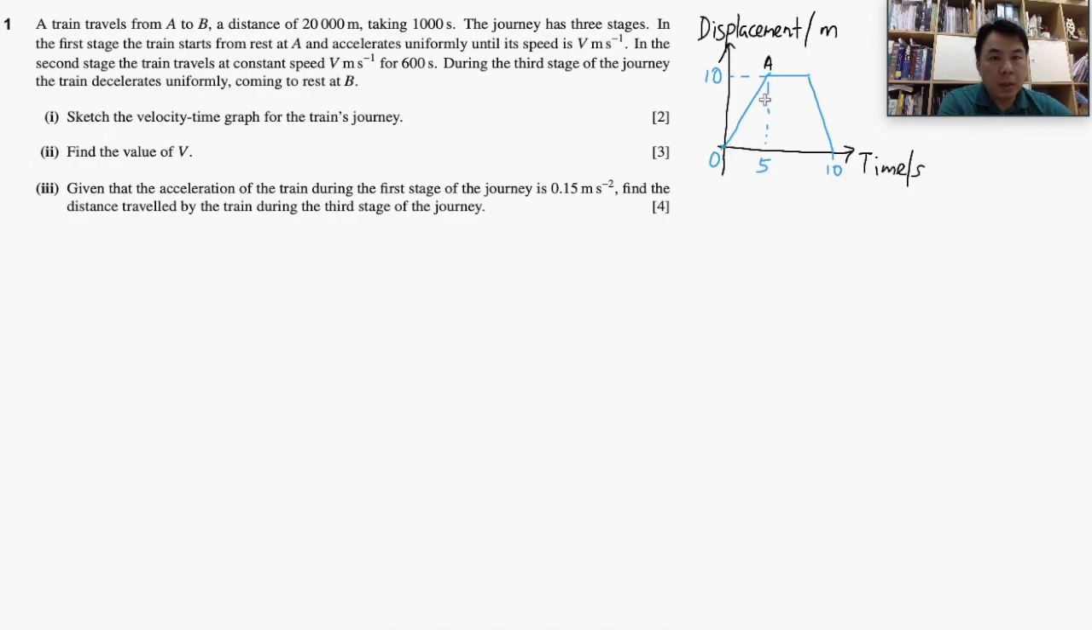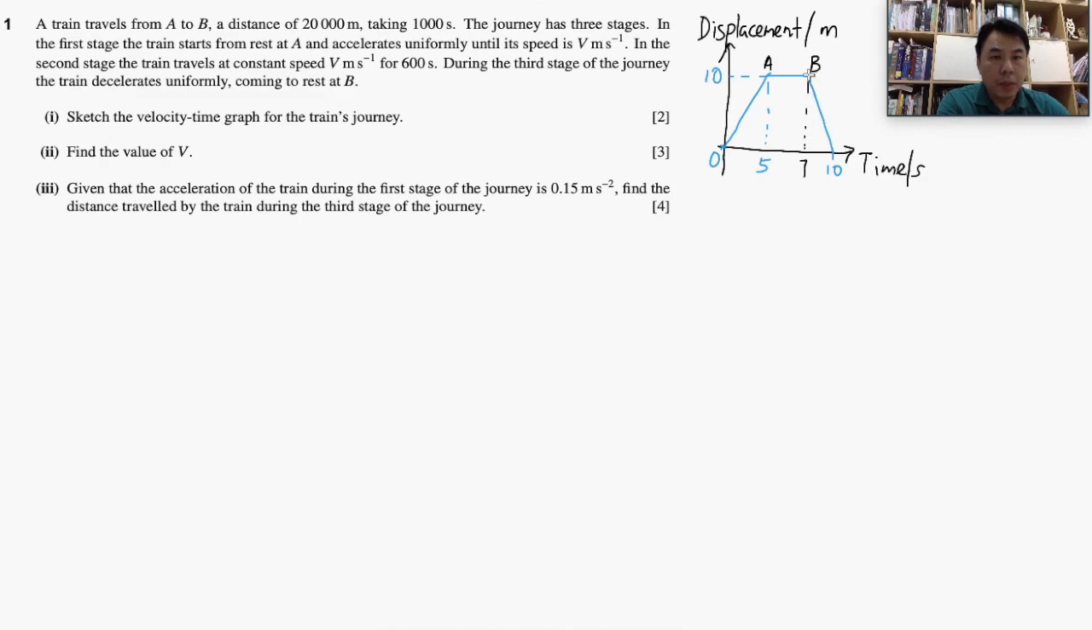And then next, the object rests. Let's assume that it rests for 2 seconds between A and B. So we can see that this section represents a stationary condition, because the displacement does not change from 5 seconds to 7 seconds.